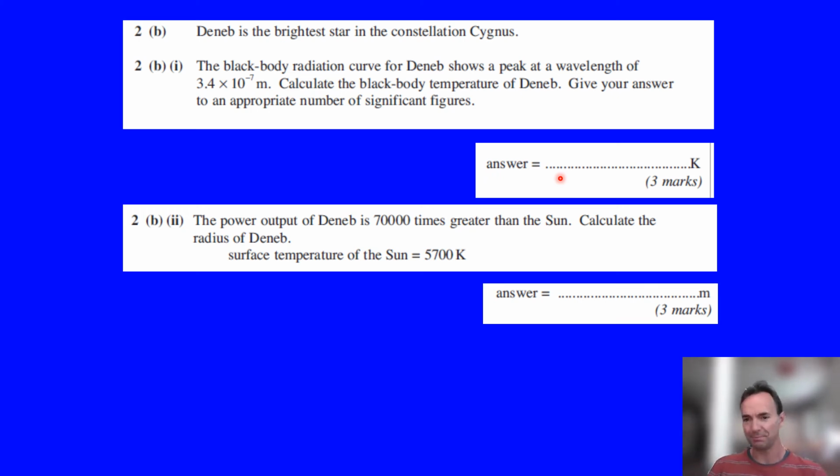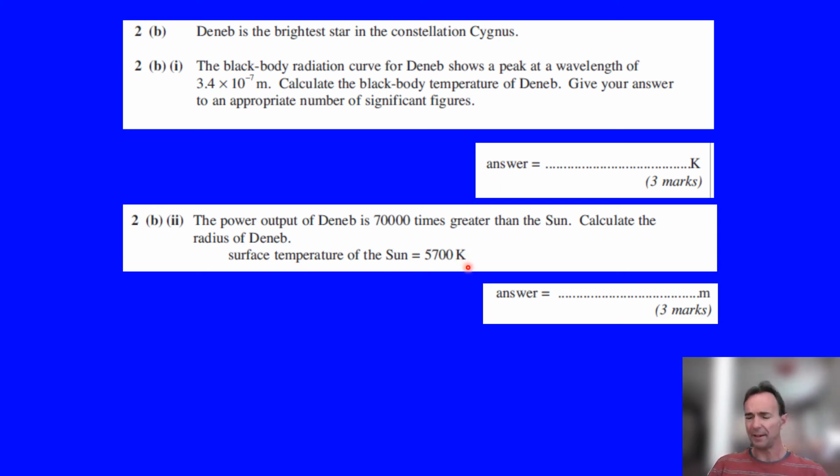And of course, the calculation is dead easy. Lambda max T equals Wien's constant. So just get that out. But remember, it's just those two numbers. The power output of Deneb is 70,000 times greater than the sun. Calculate the radius of Deneb, and there's the surface temperature of the sun.